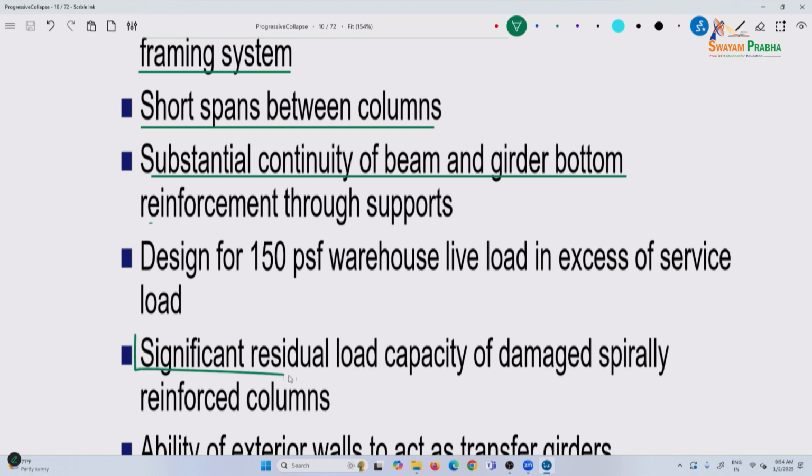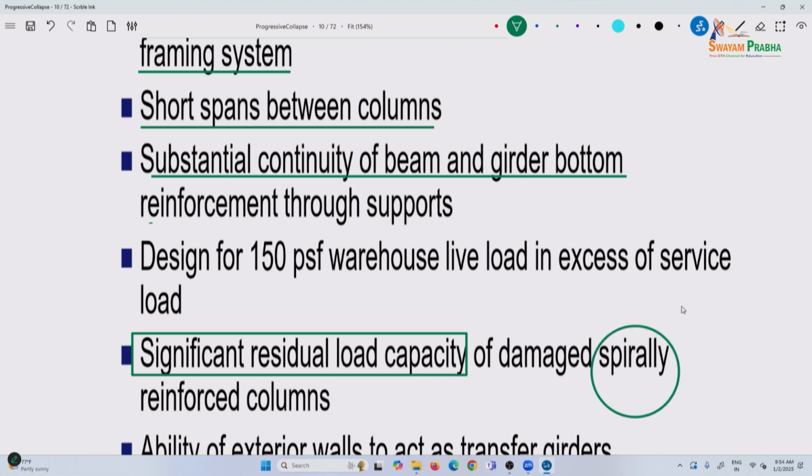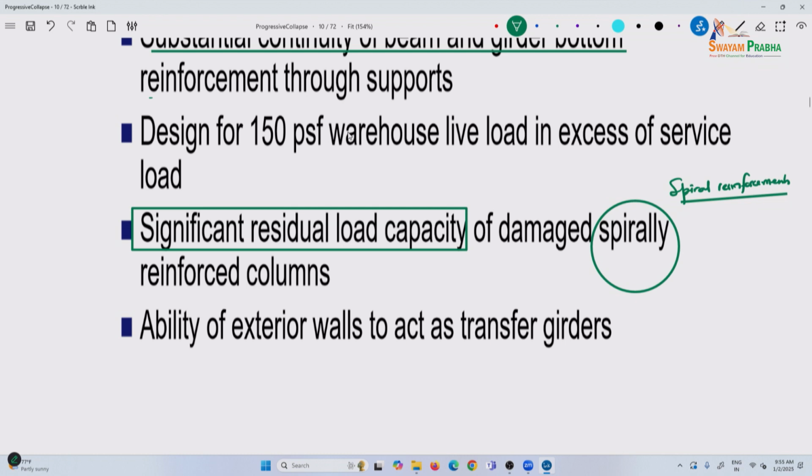Again, some of you are working on the remaining load capacity. This had significant residual load capacity and it also had spiral reinforcement. All these are recommendations, not recommendations, it should be requirements. For columns, spiral reinforcement provides a lot of integrity, and the ability for external walls again as transfer girders. This allows for APM.